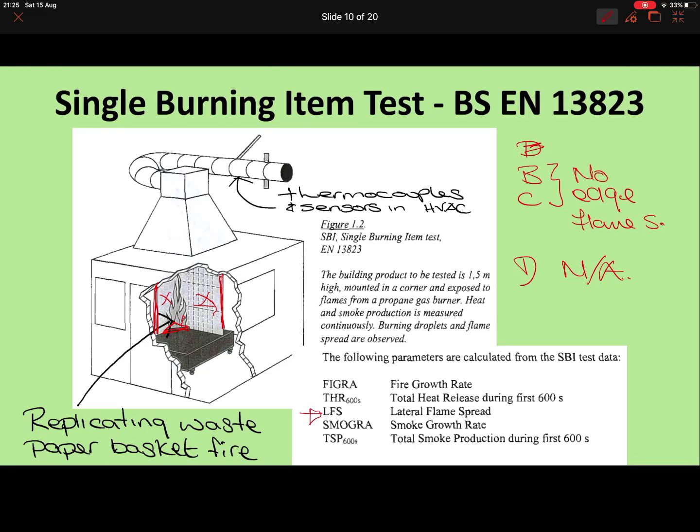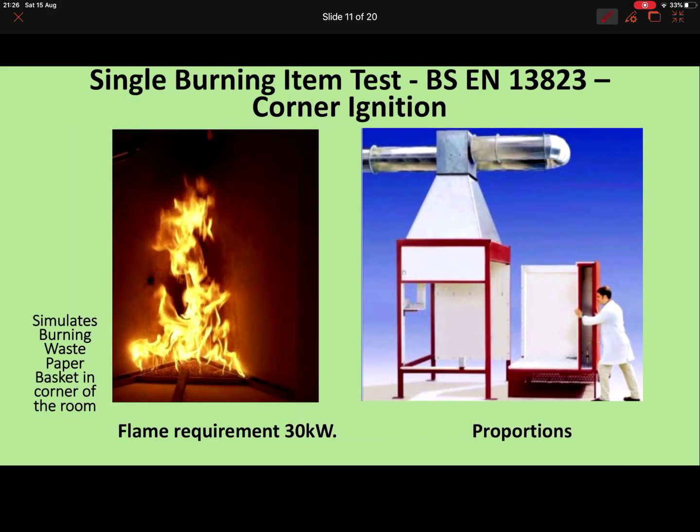So basically, from the fire growth rate and the heat release, that determines B, C, and D, and the smoke is calculated for S1, 2, and 3, and lateral flame spread is identified by whether the flame reaches the edge. And what was the last one? The last one was droplets, and of course the 10-second rule, and that identifies that.